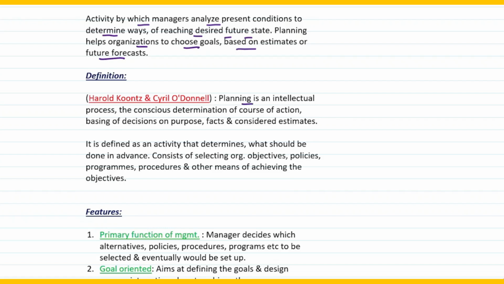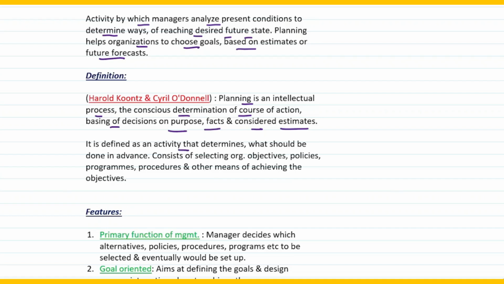Planning is basically an intellectual process, the conscious determination of course of action, basing of decision on purpose, facts, and considered estimates. So net what he is trying to say is that basically it's a process which is more brain oriented, and your course of action is determined on the purpose, facts, and the estimates that you take into consideration, right?